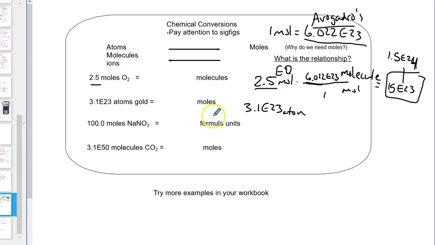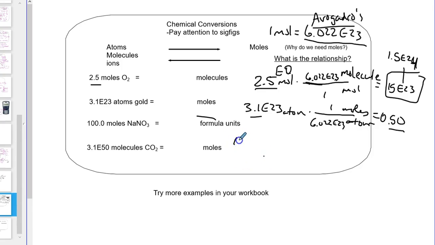Now I'm going back the other way. Dot line, get rid of atoms, and I want to go to moles. 1 mole always equals 6.022 e to the 23rd. Divide it out, and we get 0.5, which equals 0.50. I'm going to hold one more sig fig here because I have 2 there, I want 2 here. Take a second, try this on your own.